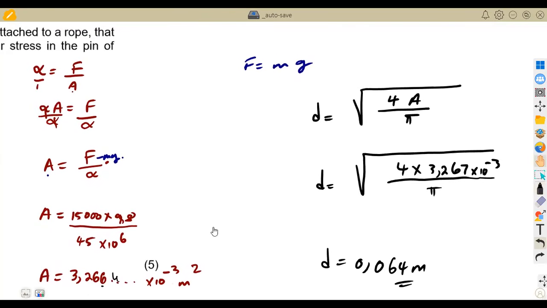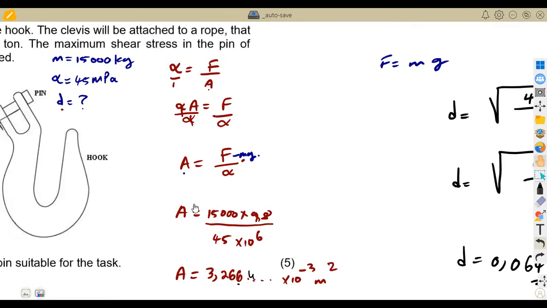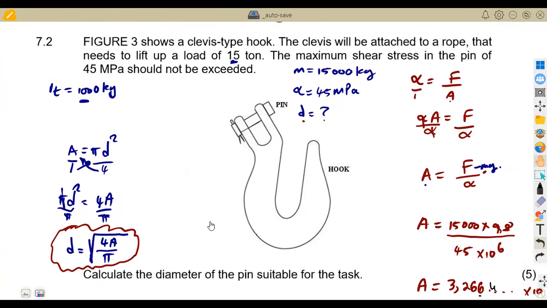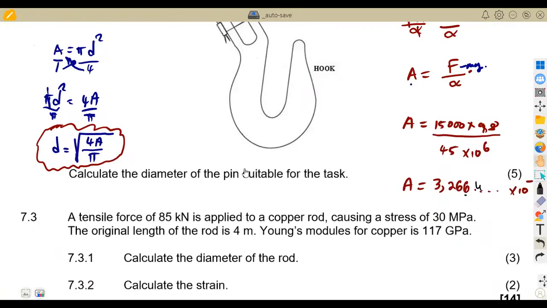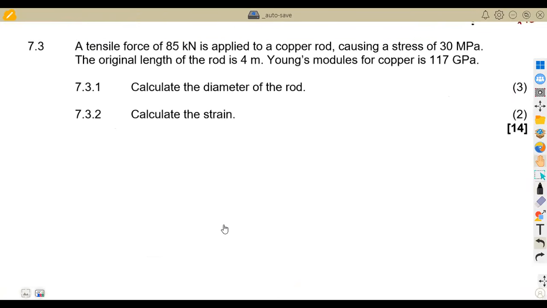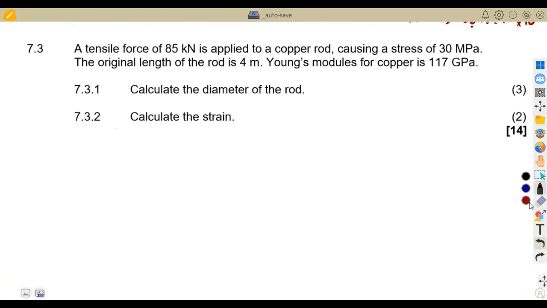Remember, we have got the mass, so we're going to get the force from there. You calculate your area, then from the area, just make the diameter the subject. So these are the questions. They just want to play around with you. As you can see, these people are good at that. So be careful when answering. Take the information down. That's the best way.